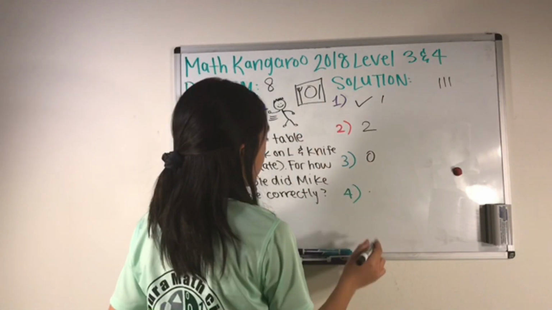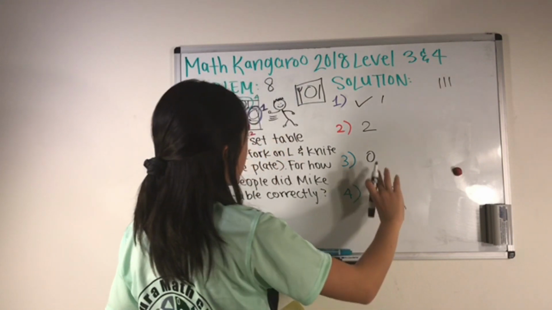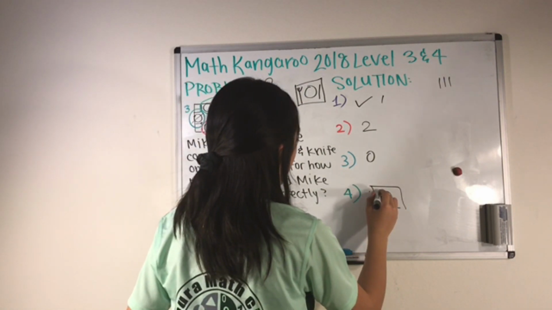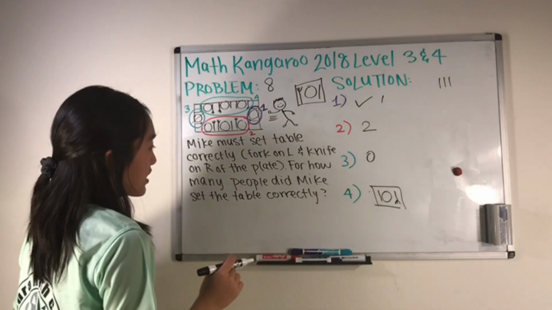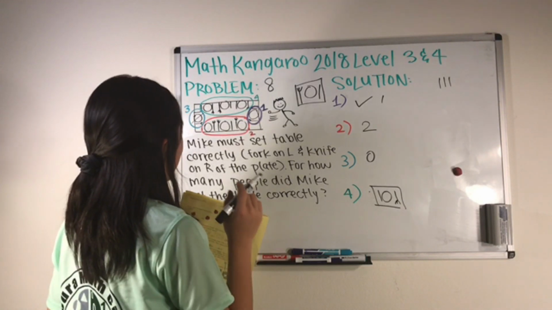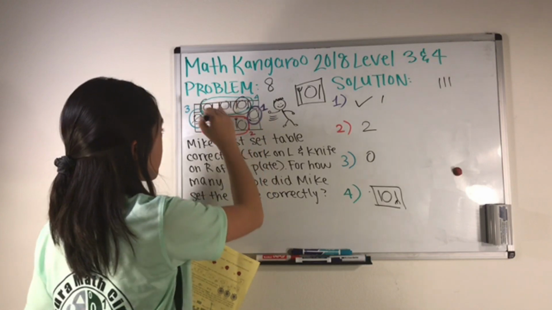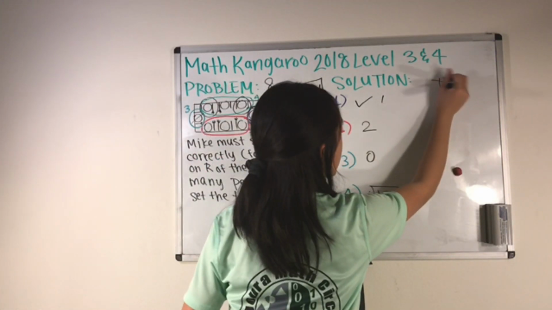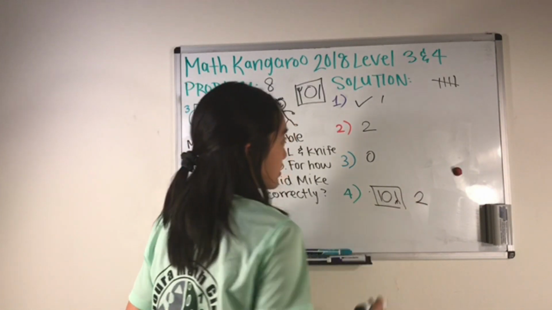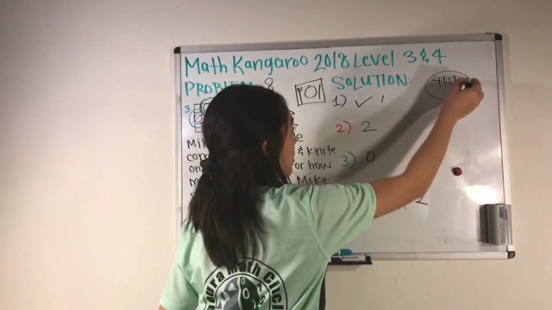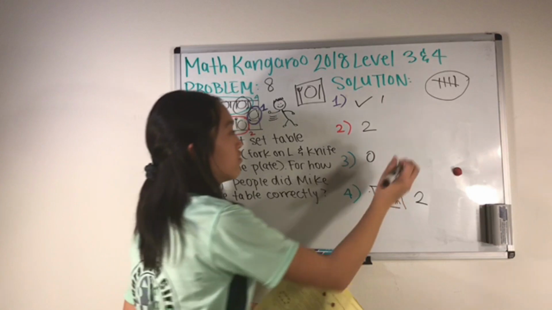So if you're going to turn this upside down, it's going to look like this. So you're turning the entire picture upside down, which means that the knife will now be on this side and the fork should be on that side. And how many people do you see with this layout set up for them? That's 2 people, this person and this person. So you add 2 more tally marks to your tally box. And that means that he got 2 people in this case. So now your tally box has 5 people, and that's the amount of people that Mike set the table correctly for. That gives you the answer of letter A.